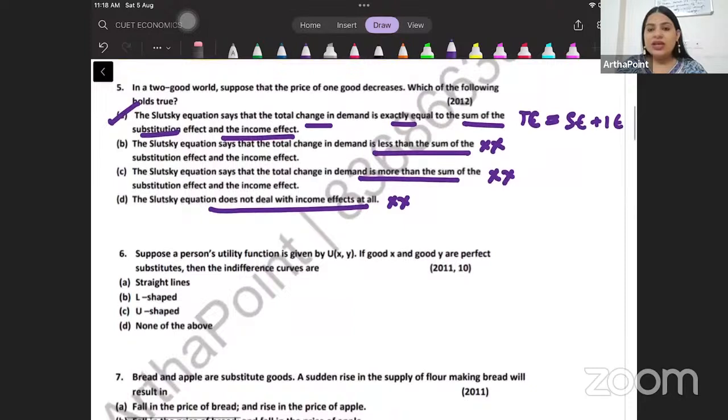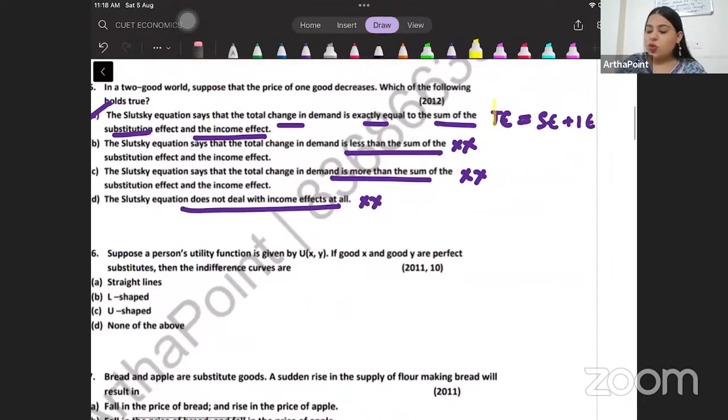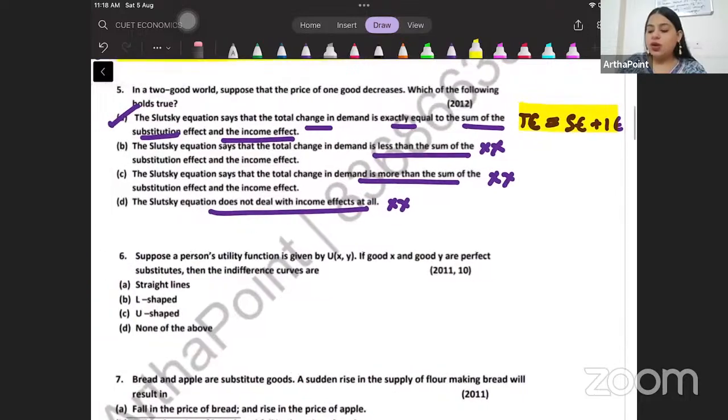So beta, the clear answer to this question is A, that the total effect should be equal to substitution effect plus income effect. That's the answer to this question. I hope this is clear to you. So in this case, we can go ahead.